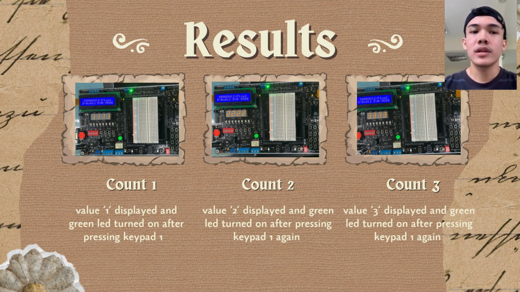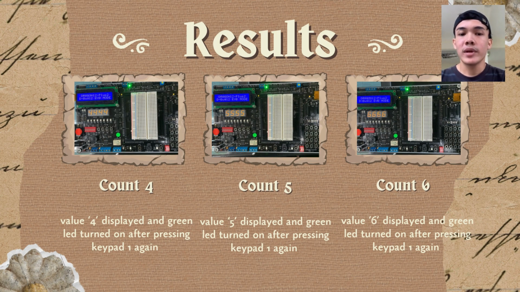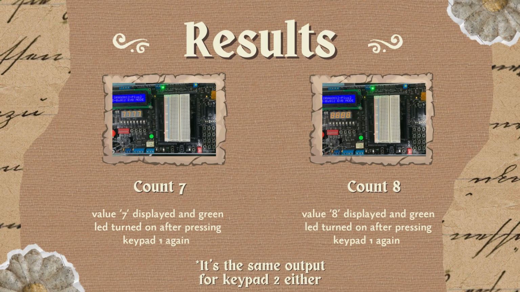In this section, I will tell you how keypad 1 or candidate 1 functions. When we press keypad 1 or the candidate 1 keypad, it will display the number 1 on the 7-segment display, and if we press the same keypad again, it will display the number 2 on the 7-segment display. It will increase by 1 every time we press the same keypad. The maximum limit for the count on keypad 1 and keypad 2 is 8.